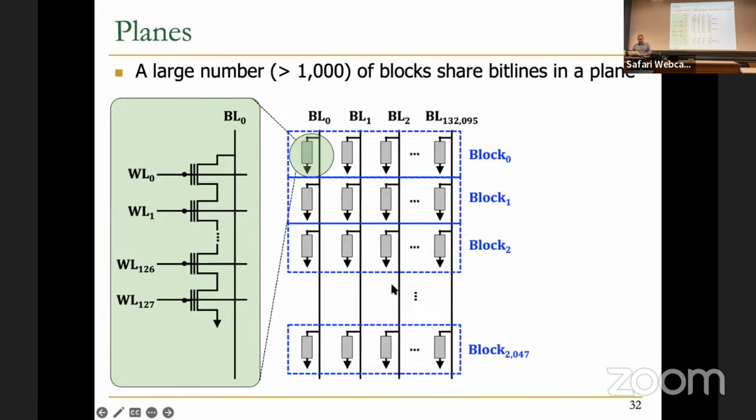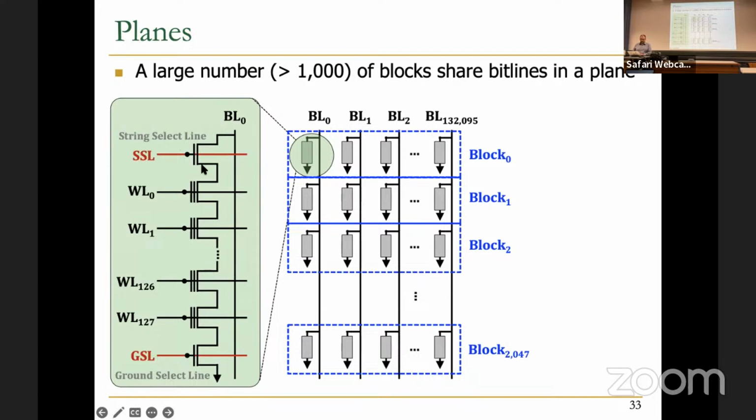Okay, so a large number of blocks share bit lines in a plane, more than 1,000 blocks. You can see that all these blocks share the same bit lines. So the question is how we can control each block's access to the bit line, and that is done with transistors, like isolation transistors that you have seen a lot in the DRAM work that we have done. Here also we have these 2 transistors, like a string select line, that we need to add per block. And when one NAND string wants to connect to that bit line, you need to turn on these 2 transistors. That's the way you can control which block is driving the bit line.